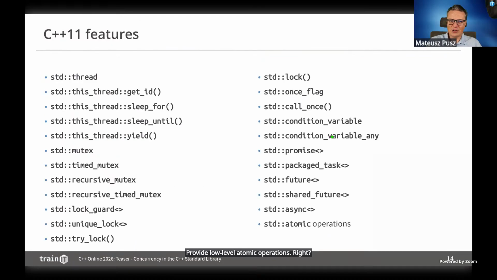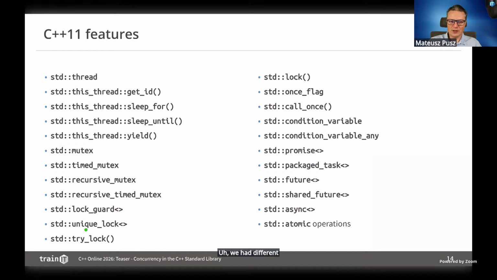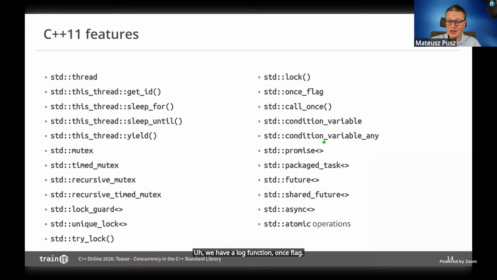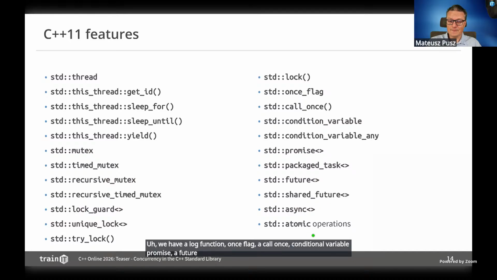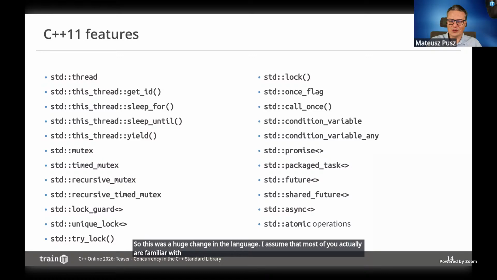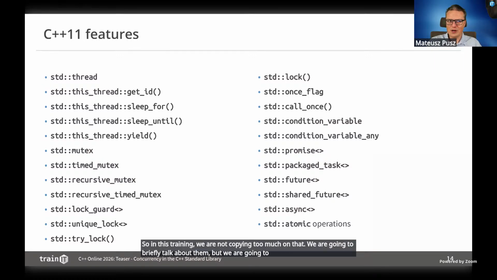Right? In C++11, we got a lot. We got thread, and the namespace this_thread that allows us to get the ID of the thread, sleep, or yield. We had different mutexes, different locks, providing the RAII idiom for mutexes, so resource acquisition is initialization for resource management. We have the lock function, once_flag, call_once, condition variable, promise, future, and async, right? And atomic operations, of course. So this was a huge change in the language. I assume that most of you are actually familiar with those because they have been on the market for 15 years now. So in this training, we are not focusing too much on that. We are going to briefly talk about them, but we are going to focus on the newer, better tools that we get.